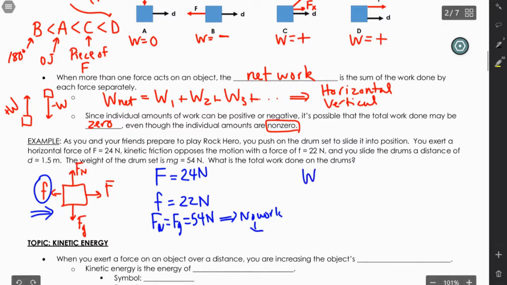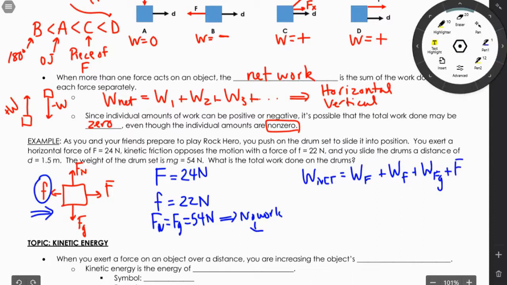So our net work is essentially the work done by the applied force plus the work done by friction, plus the work done by the weight, plus the work done by the normal force. We're just going to do Fd for everything. So Fd plus lowercase fd, and we know that the weight and normal terms are 0 because those are perpendicular.